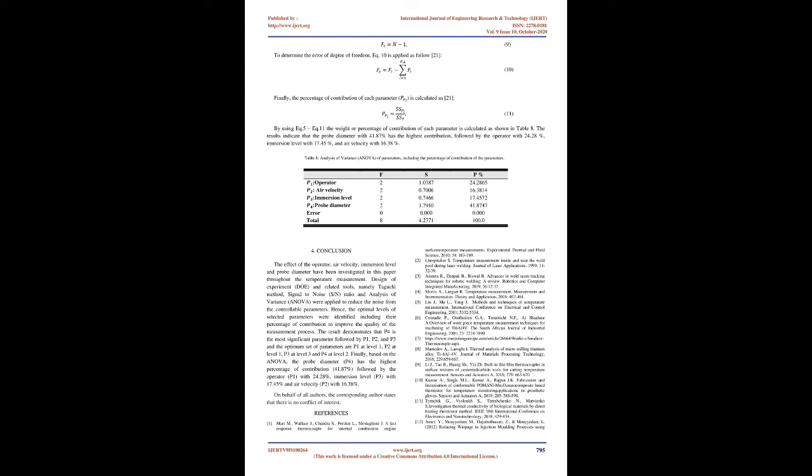ANOVA computes the quantities such as degrees of freedom, the sum of squares, the pure sum of squares, and the percentage of contribution. The calculation of the sum of the square for each parameter and the total sum of squares can be written as [21], where the first term is the average temperature for each level, then the number of levels, the temperature value in each experiment, the number of experiments, and the number of parameters.